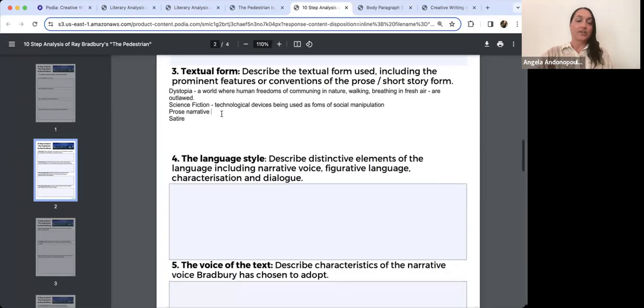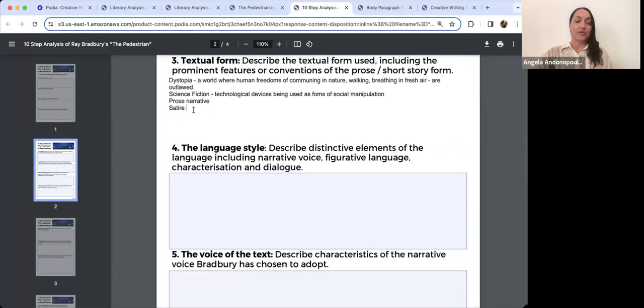It's prose. We're going to dive into that in a sec. I feel like I've spoken about the fact that it is social critique, social commentary. Make sure if you answer this question that you talk about the fact that it's satire, a biting, ridiculing of this type of society and governmental control.